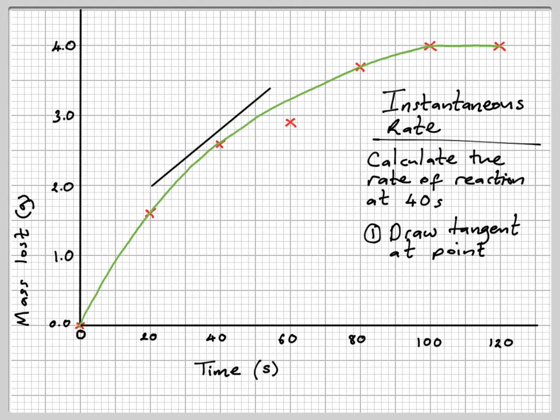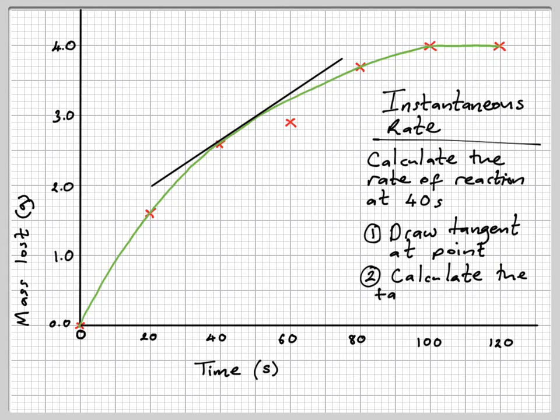Okay, so be careful when you're drawing this. Try and make sure that it just touches the line and is following the same trajectory as your curve at 40 seconds. Once you've done that, the next step is to calculate the tangent's gradient. And your rate equals your gradient.